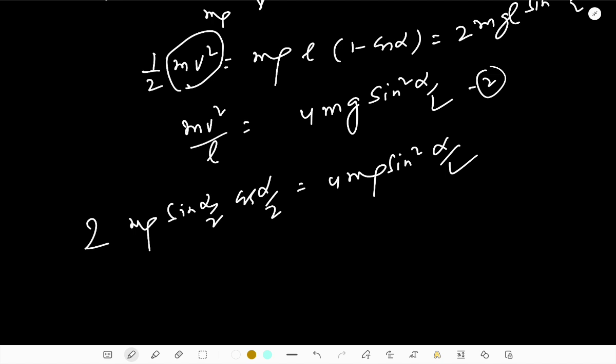I guess you will get tan alpha by 2, and I think you will get tan alpha by 2 equals 1 by 2, so that alpha becomes 2 tan inverse 1 by 2, and this should be your answer. And this is the answer, I know it.